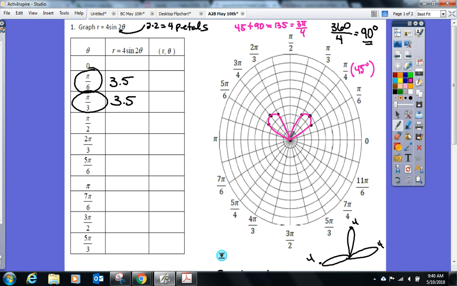How are we doing so far? Where's the next petal going to be? So 135 plus another 90. So 135 plus another 90 will be where? What's that going to be? 225? Did I do that right? Okay, where's 225? 5 pi over 4. Yep. 1, 2, 3, 4. We know what's to the left and to the right. Look at that beaut.